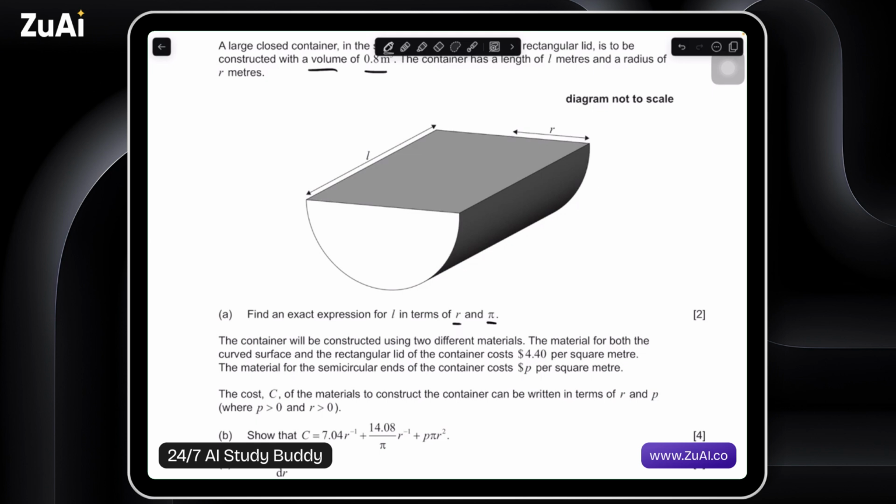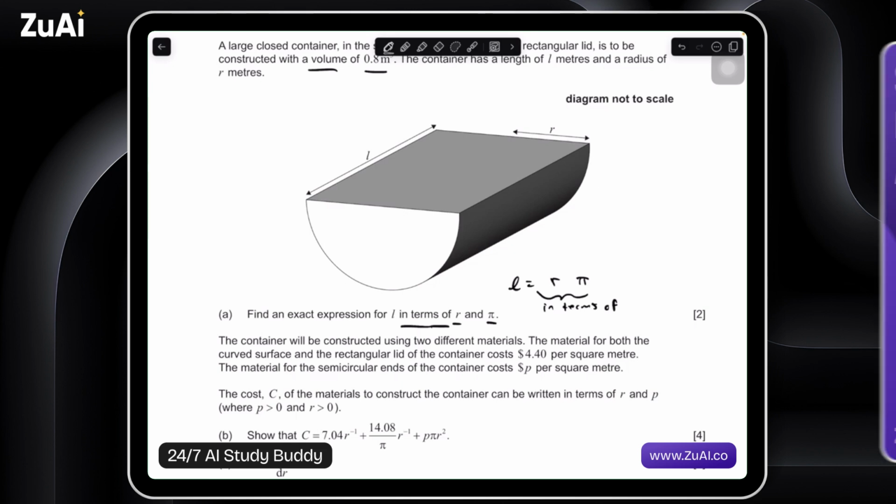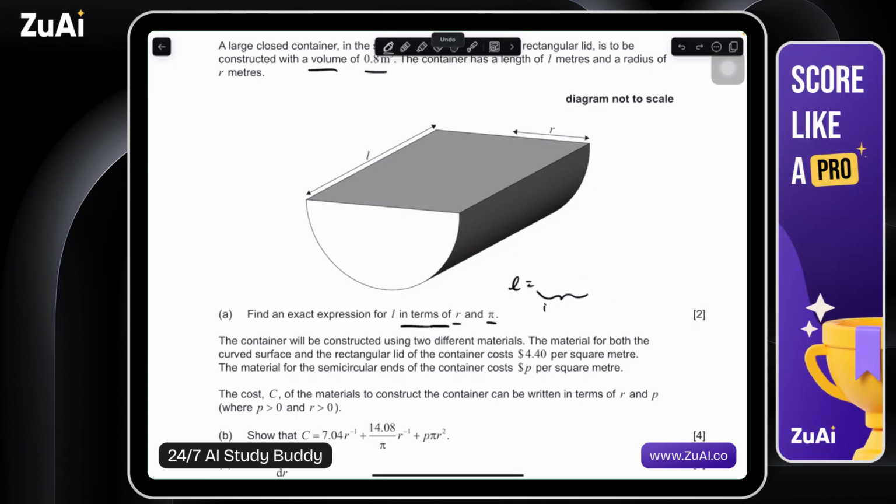Whenever we say in terms of, it means that we have L on one side and then we'll have R and pi on the other, and maybe R and pi will be multiplied by something or divided by something, but we want to write L in terms of R and pi in some kind of combination. Maybe we're going to square one, divide one, and so on. So find an expression for L in terms of R and pi.